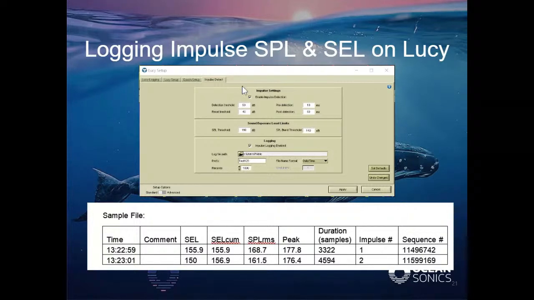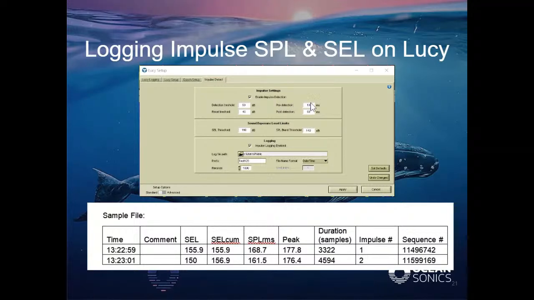So you might have to change around these settings to make sure that it's the best for your environment and your monitoring situation. So there's a detection threshold. There's also a reset threshold. This is the amount of dB it has to go down from your higher level to actually reset so that it could detect another pulse. And then you can also set up a pre-detection and post-detection.